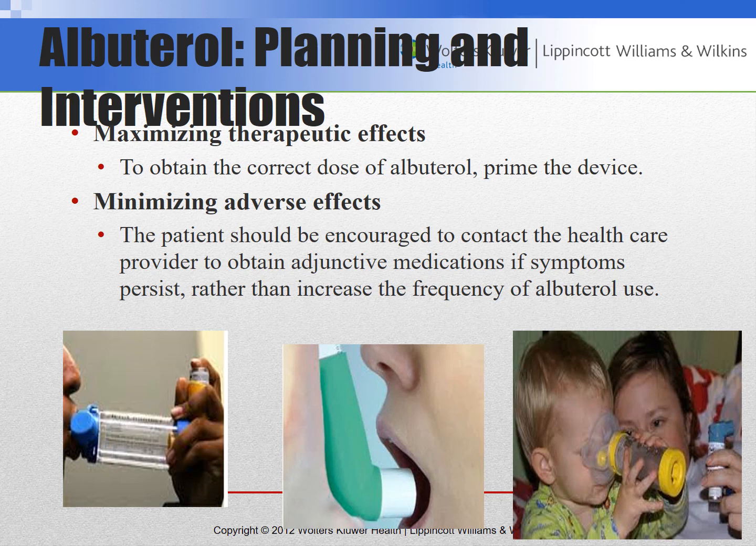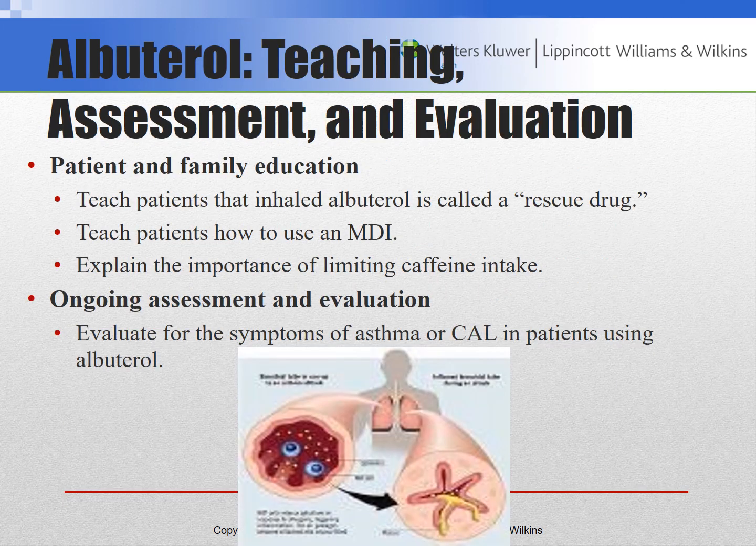Minimizing adverse effects. The patient should be encouraged to contact the healthcare provider to obtain other medications if their symptoms persist, rather than increase their frequency of albuterol use. If they're having a hard time breathing, if they're having coughing, wheezing, or shortness of breath, we don't want them just to take more and more of their albuterol. We want them to let us know, so that we can turn around and get them maybe on a maintenance medication versus the rescue one. So they need to notify us if that's occurring.